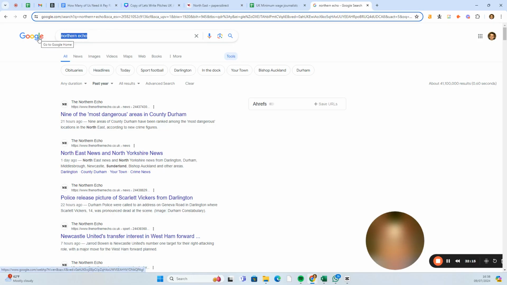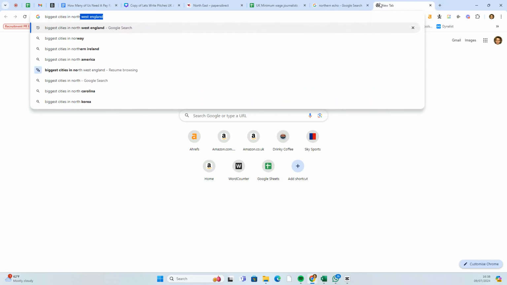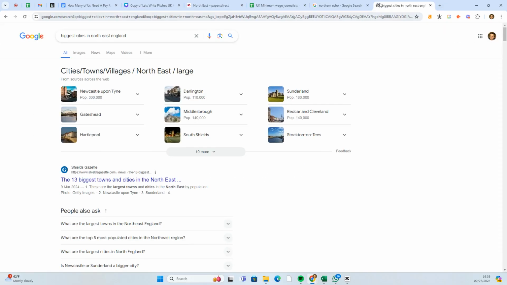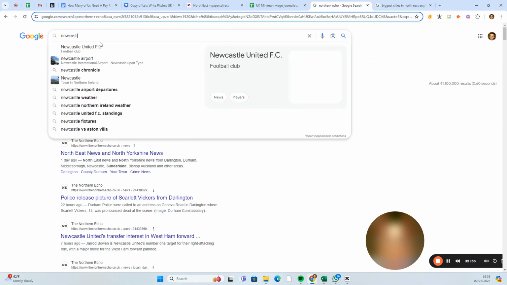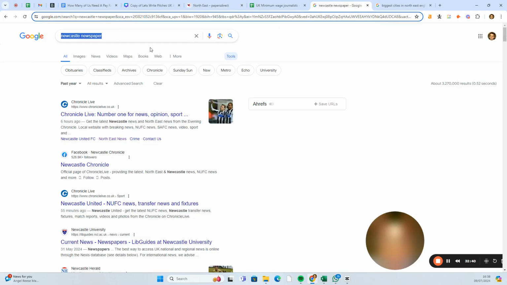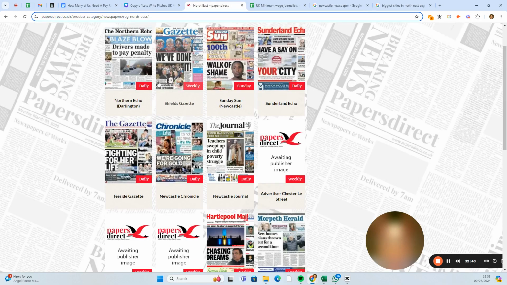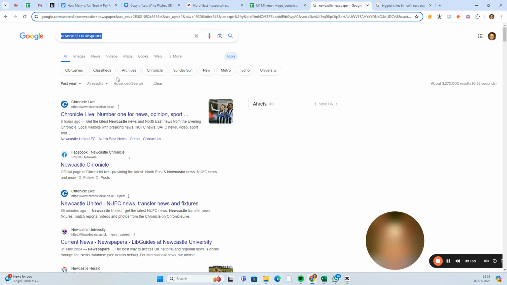Is there like a... So biggest cities in North East England: Newcastle, Darlington, Sunderland, Middlesbrough. So Newcastle newspaper, Chronicle Live. Yeah, Northern Echo didn't seem right. Newcastle Chronicle. I think Newcastle Chronicle is Chronicle Live, right?